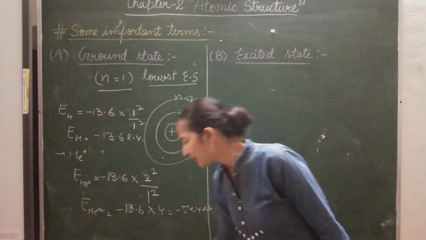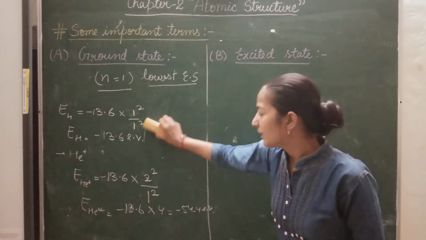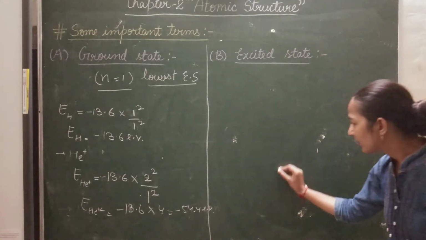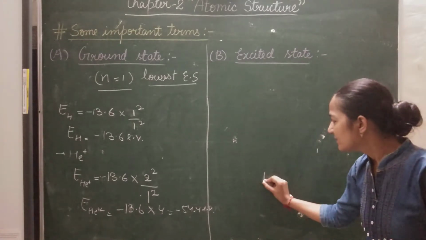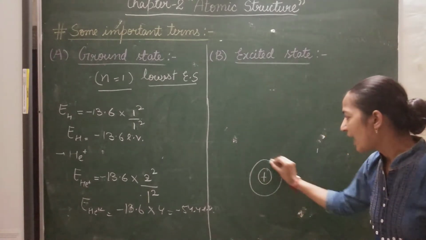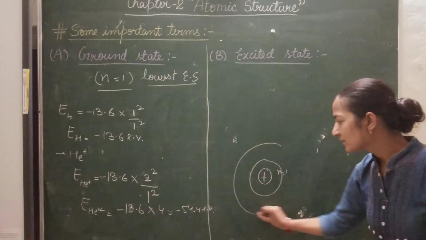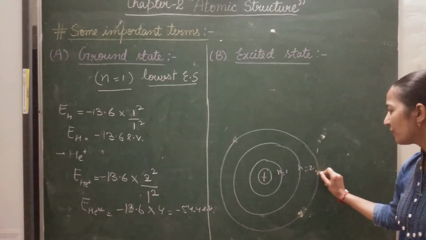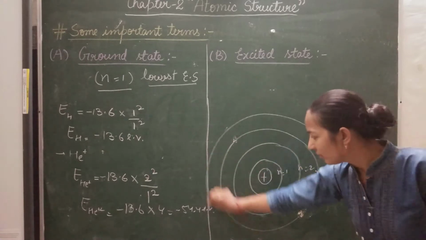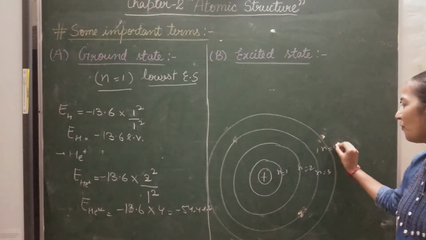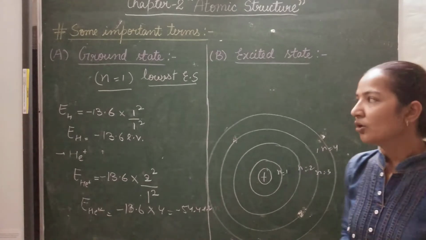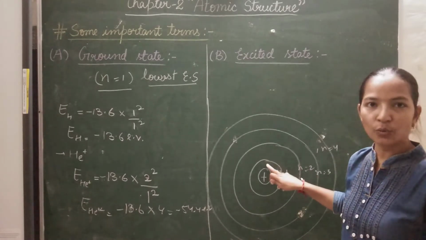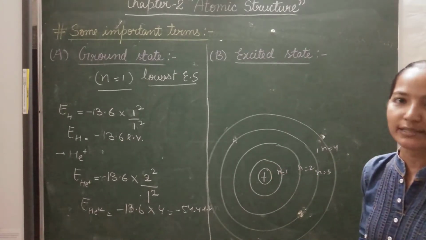For excited state you have to remember something. Let's draw a diagram first of all. This is an atom, this is n equals 1, this is n equals 2 or L shell, this is n equals 3, and we can draw one more, that is n equals 4. So what is excited state? All the energy states of an atom excluding n equals 1 are called excited states.